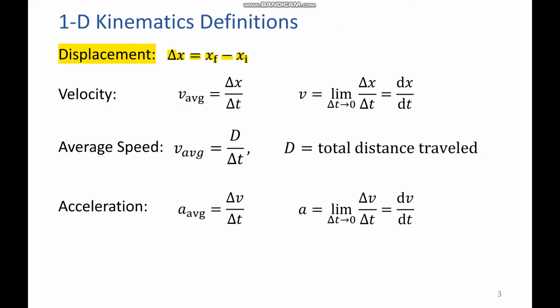So let's just review those real quick. We have displacement, right? With our 1D kinematics, it was our delta x equals x sub f minus x sub i, our final minus initial positions. And then this was the backbone for all of these velocity, speed, and acceleration equations, right?